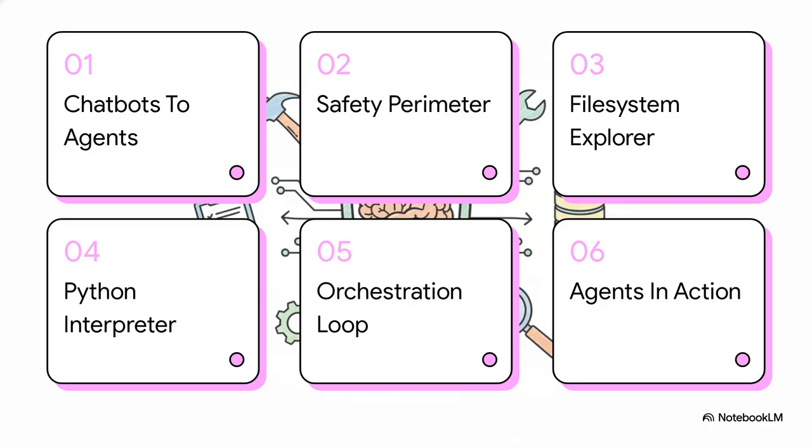All right, here's exactly how we're going to break this down today. First, from chatbots to true agents. Second, building the safety perimeter. Third, Tool 1, the Filesystem Explorer. Fourth, Tool 2, the Python interpreter. Fifth, the orchestration loop. And finally, number 6, agents in action.